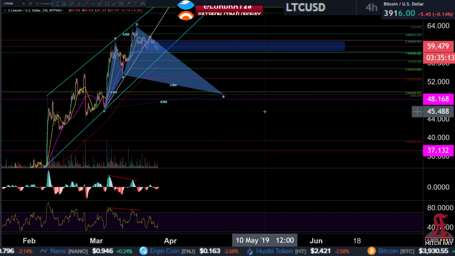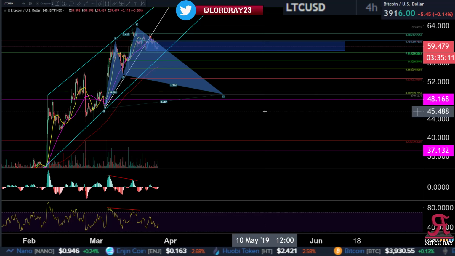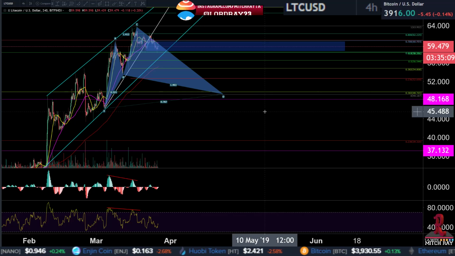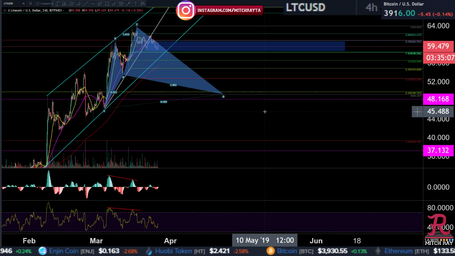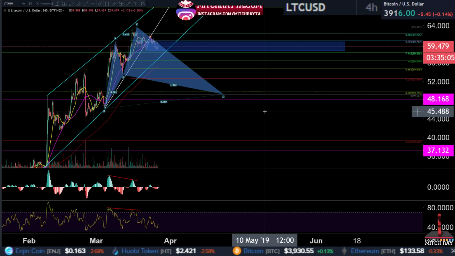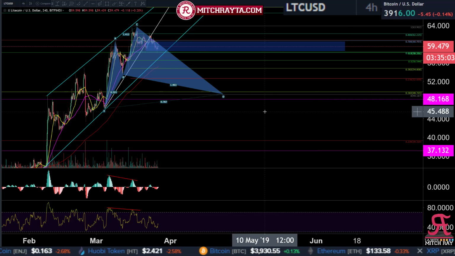So hope you all enjoyed this quick analysis of Ethereum and Litecoin. Again, shout out to RedX for his Litecoin to Bitcoin identification of a potential bullish cipher.